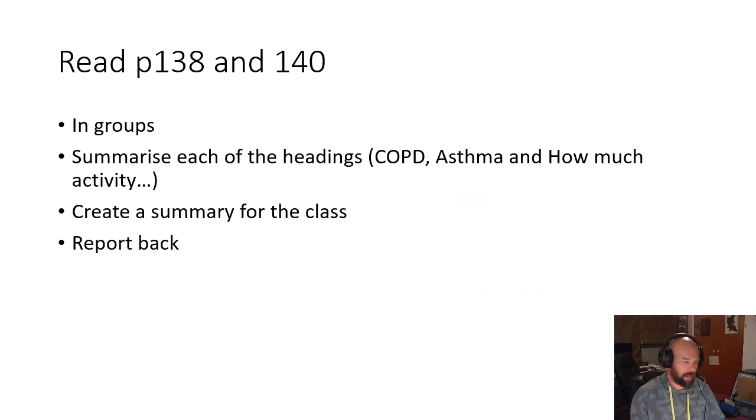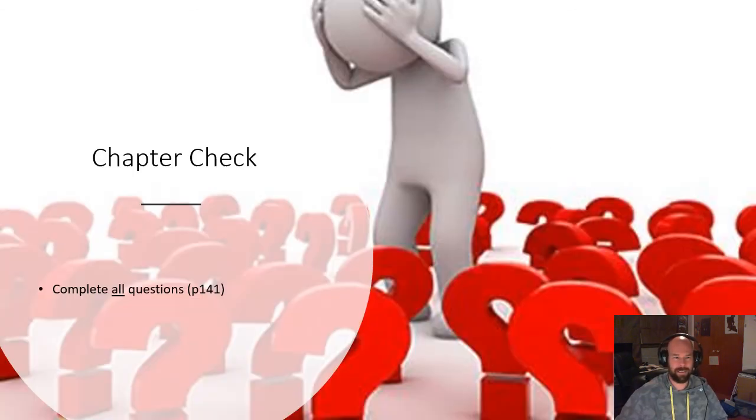Okay, enough talking from me. What I wanted you to do was read page 138 and 140. It says in groups, but well, sorry guys, you're just going to have to do it on your own. Summarize each of the headings: COPD, asthma, and how much activity. Okay, and just create a summary. Don't worry about reporting back because there's nobody to report back to except for me. And once you've done that, you can go on and do all the chapter questions on page 141.